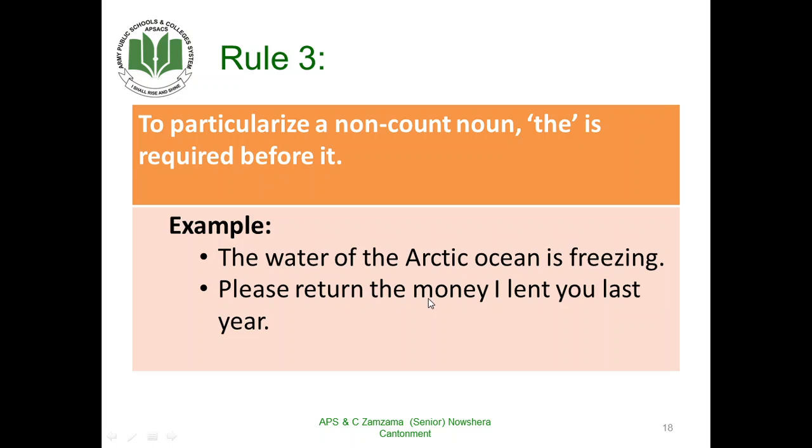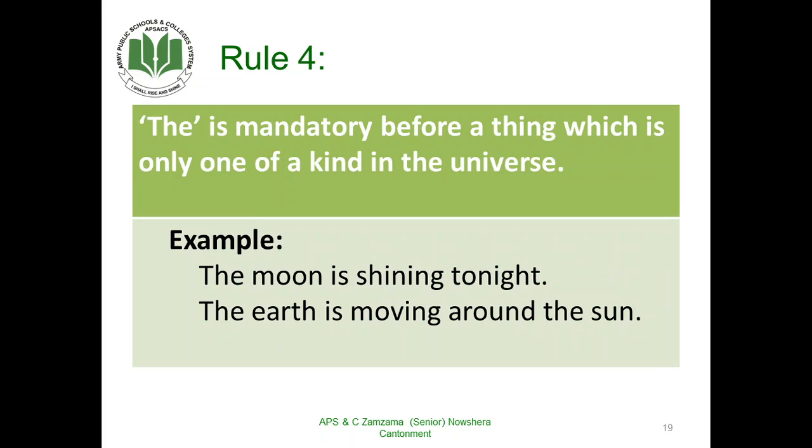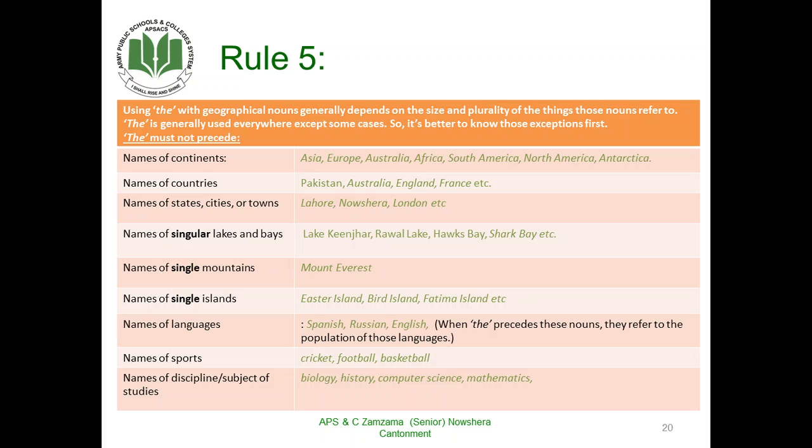Please return the money I lent you last year. Now, money is not something specific, but we are talking about a specific money which we gave to someone before. Now come towards rule number 4. "The" is mandatory before a thing which is only one of a kind in the universe. For example, the moon is shining, the earth is moving around the sun, the sun is rising in the east. These are specific things which are one of a kind. You cannot find anyone else.